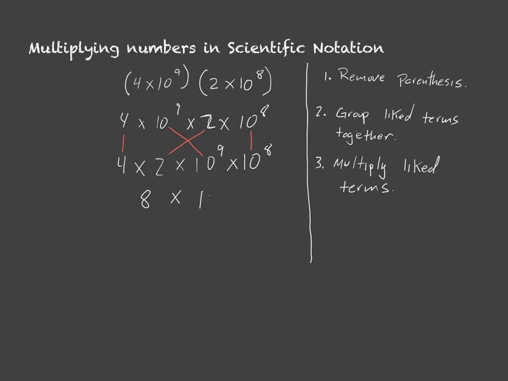So I'm going to keep the base. When we multiply these two, you need to add the exponent. So you're going to add the 9 and the 8, and 9 plus 8 is going to give you 17, and that is your answer. Again, our fourth step is use properties of exponents, and that's how we got the 17.